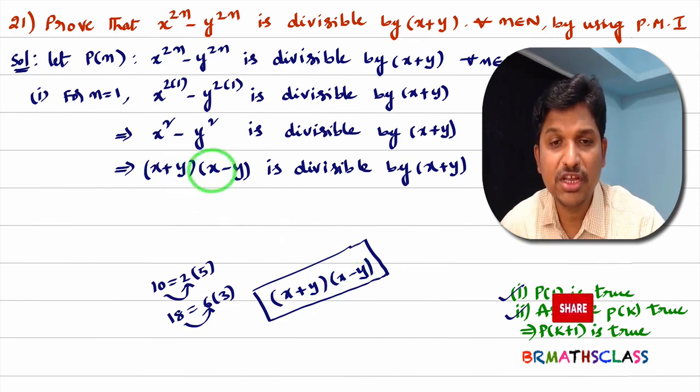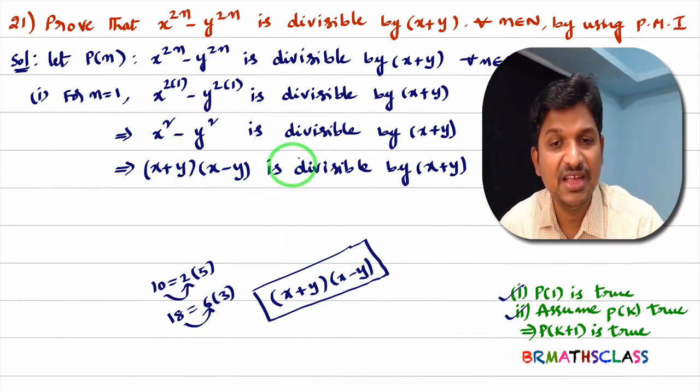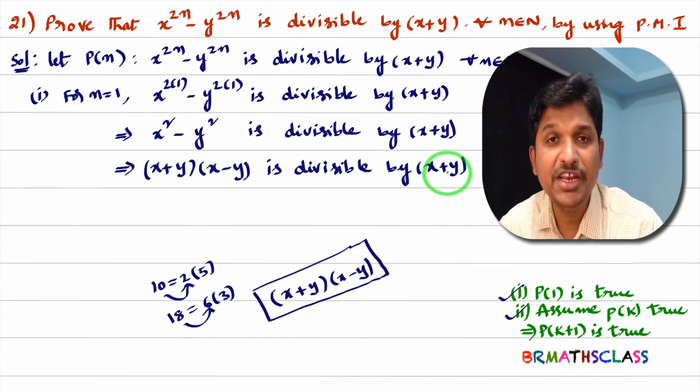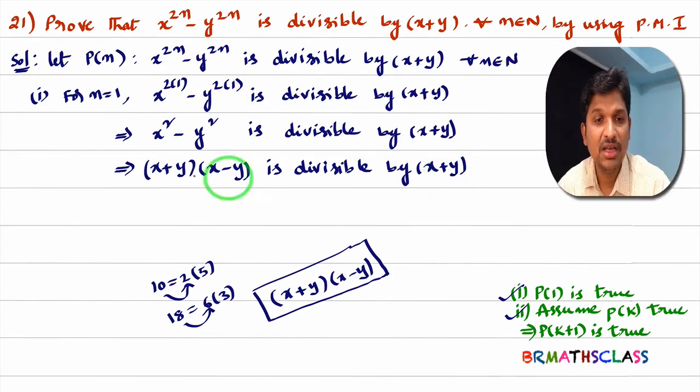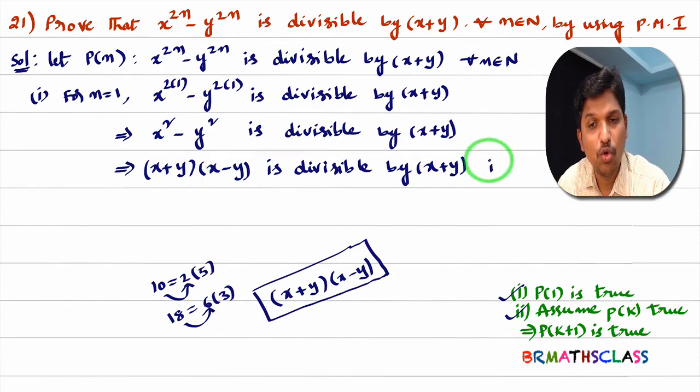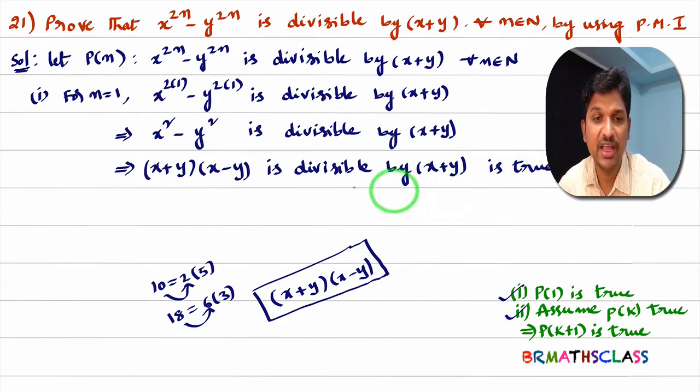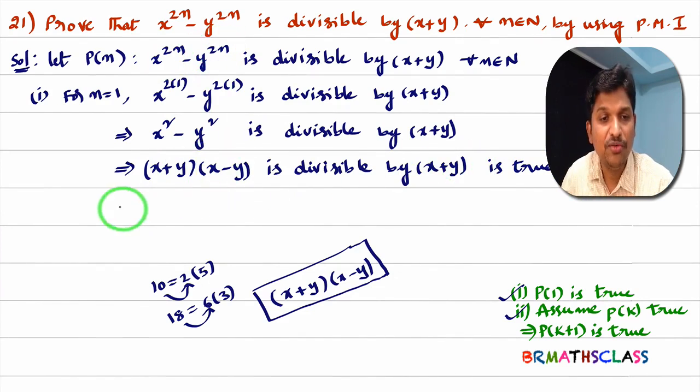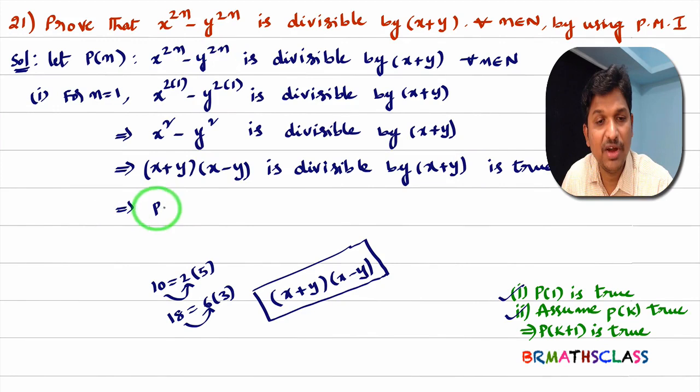The same thing we got here. You look here. This expression is divisible by x plus y. Now we need to confirm whether it is true or not. As this expression is clearly a multiple of x plus y, definitely it will be divisible by x plus y. That means whatever you got here, that is true. I hope you are understanding. Why did we get this statement? Because we put n equal to 1 in the given statement. As this is true, we can conclude that P of 1 is true.